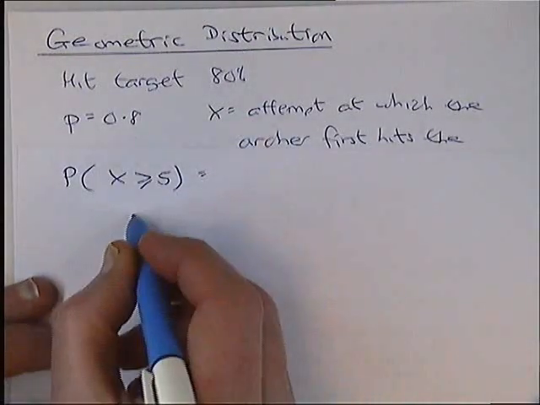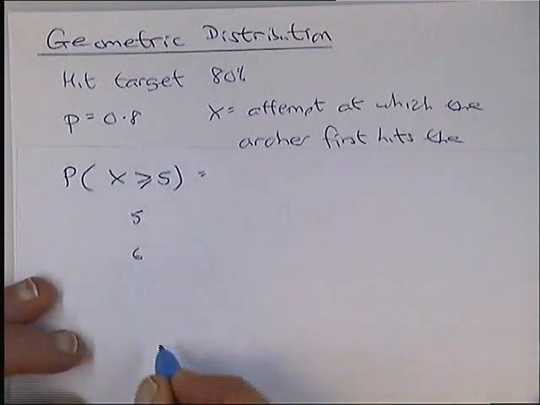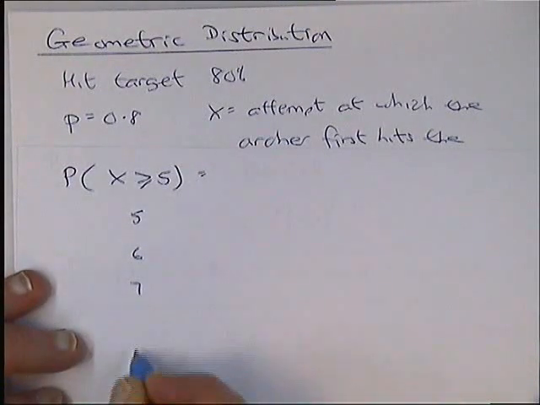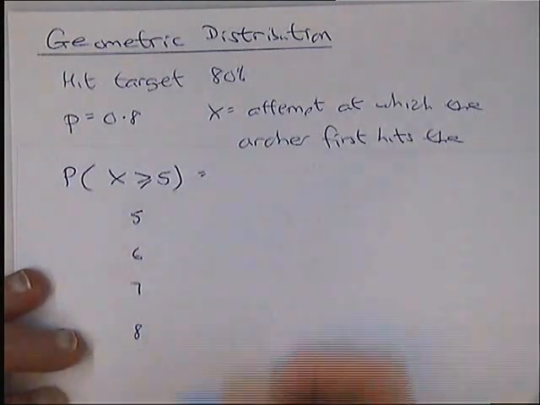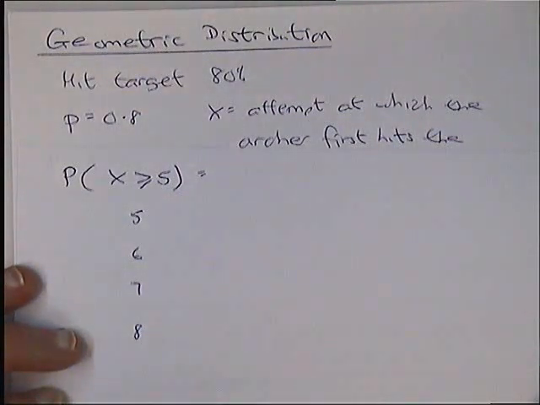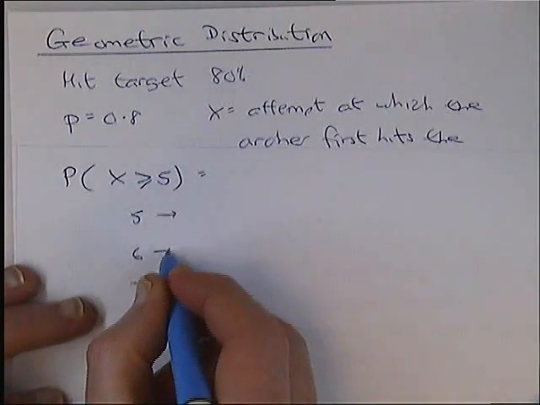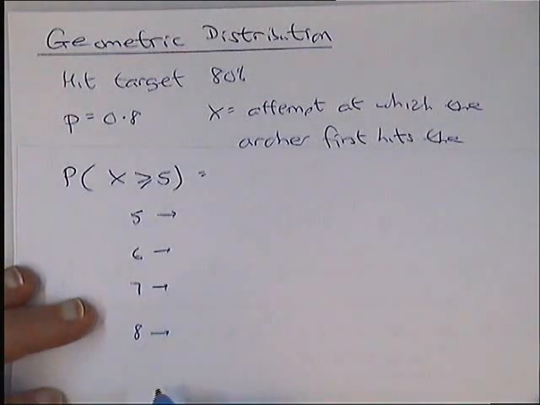Well, that means it could be on the fifth throw, or the sixth throw, or the seventh throw, or the eighth throw. Actually, there's no upper limit. It could, in theory, go on forever. So, let's look at what these probabilities are and see if we can spot a pattern.